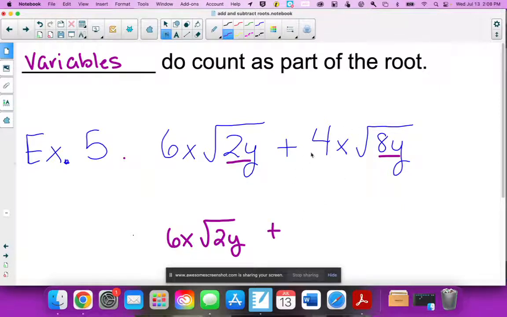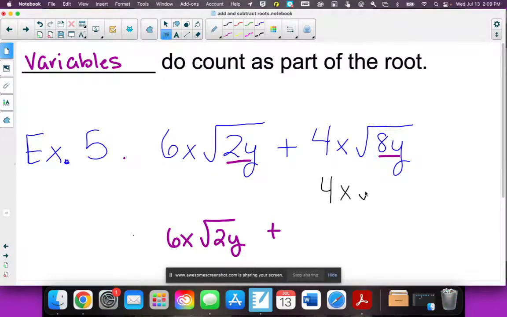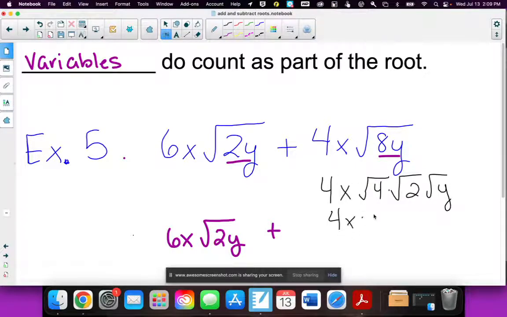No problem. So let's work on the one on the right. Okay, so 8, right? We're not worried about the y because there's only one of them. It's not going to simplify, but the 8 is going to be the square root of 4 times the square root of 2 times the square root of y, because that's all part of it. So let's simplify it. That's going to be 4x times 2, that's the square root of 4, times the square root of 2y. Oh, good. Okay, so see, that's a 2y, that's a 2y. Now they match.